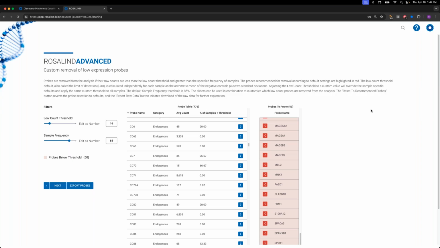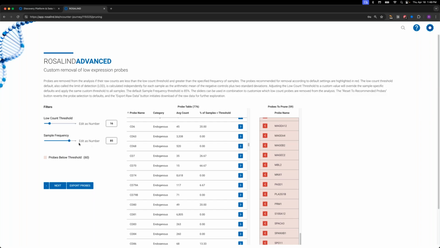So in terms of your count threshold here, if I was going to come to this page the very first time, and I didn't know what my count threshold would be, I would rely on the Rosalind defaults, because the Rosalind default is going to be that limit of detection calculation, which is empirically determined. And there's a lot of great data backing up that approach. So that's what I would do for the threshold.